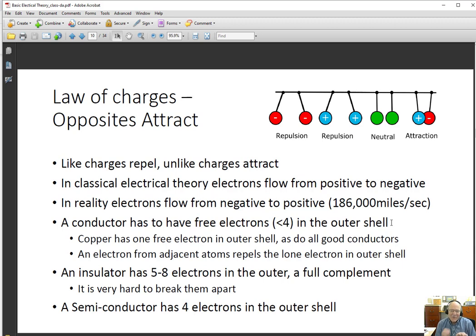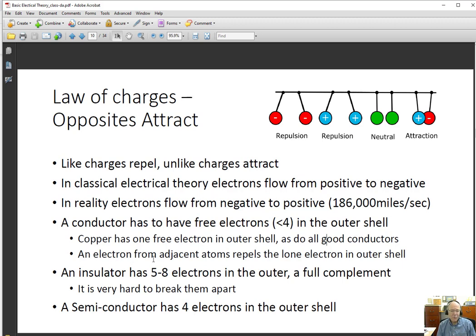The point is that the fewer electrons there are in the outer shell, the more likely it is that you can get that electron to move from one atom to another, and if you do that, you've got electrical flow. So any conductor has to have fewer than 4 electrons in the outer shell. Copper is an excellent conductor. Why? It has 1 free electron in the outer shell. All good conductors have 1, sometimes 2, but really good conductors have 1.